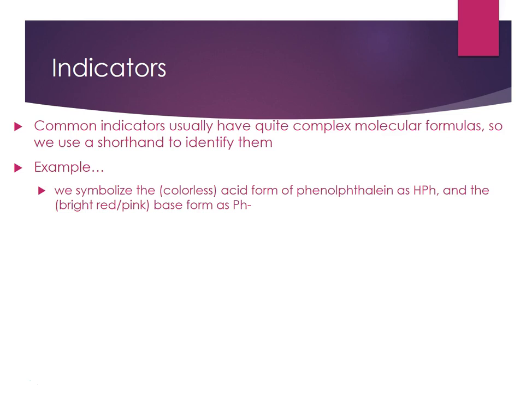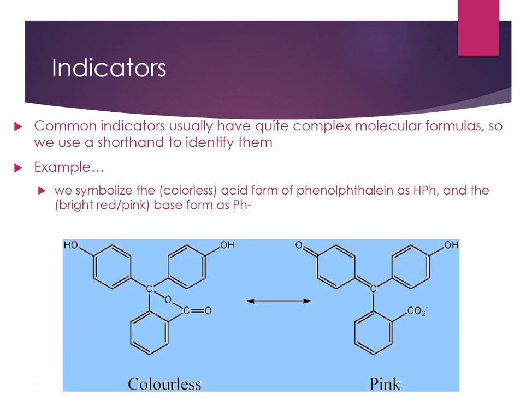The indicators that we commonly use have very complex molecular structures, so we will typically use a shorthand to identify them. In the case of phenolphthalein, HPh is the acid form, and Ph- is the basic form.